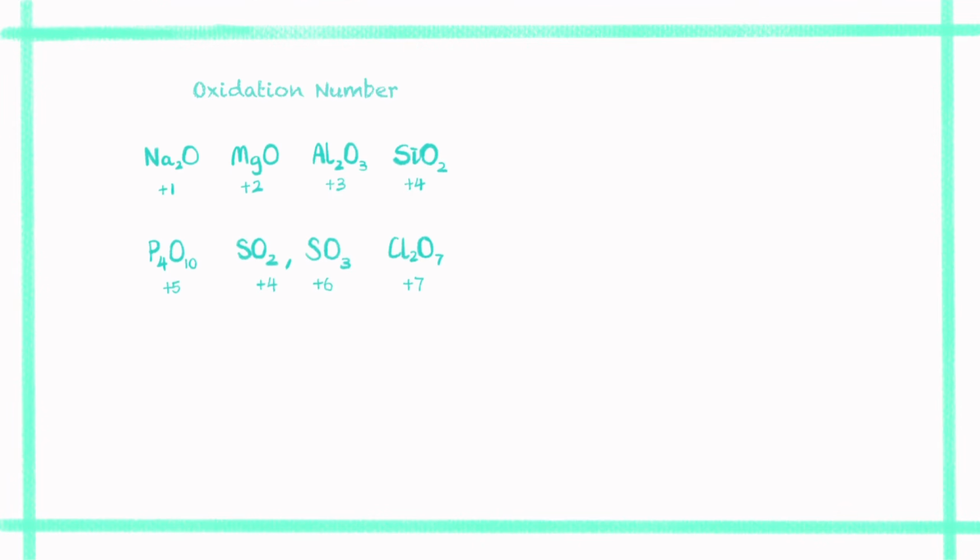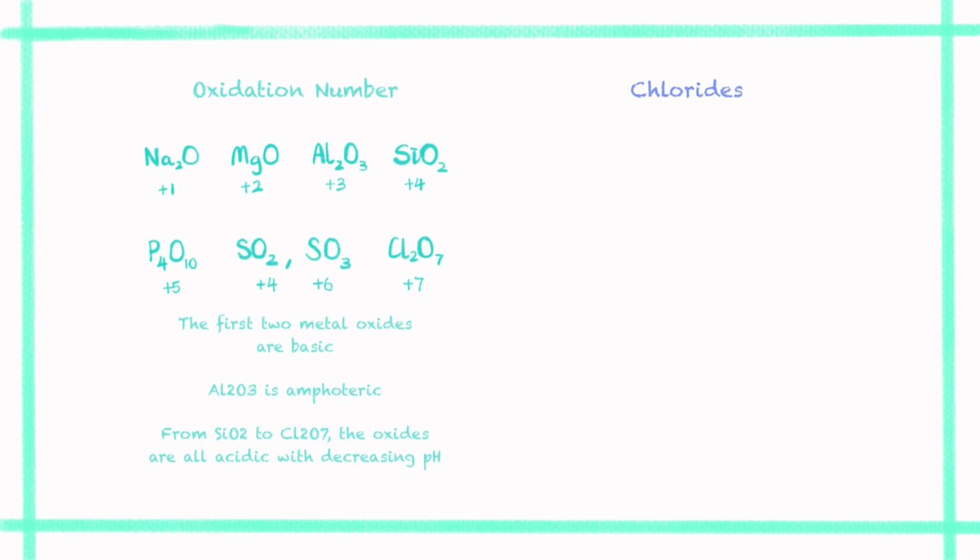Next, we will look at oxidation number. Here are all the oxides of period 3, and apart from sulfur dioxide with an exception of +4, the oxidation number increases across the period. The first two metal oxides are always basic. Aluminium is a bit special, being amphoteric, and from silicon to chlorine, all their oxides are acidic, and acidity increases across the period. The chlorides formed by elements are also something important to remember.